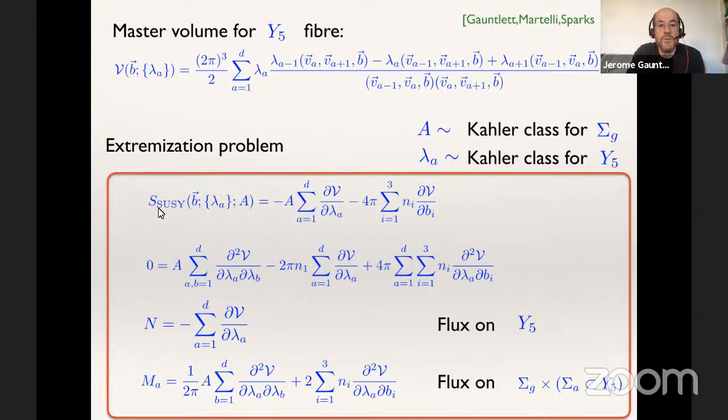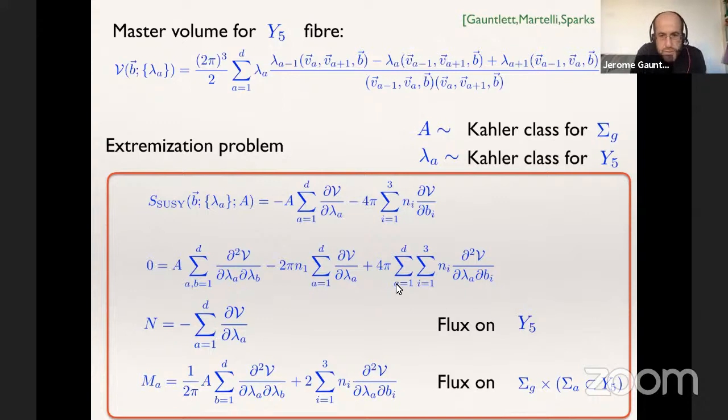So the supersymmetric action, it turns out, can be recast in just taking derivatives of this master volume with respect to the lambdas, with respect to the b's, and doing some sums. And this supersymmetric action, you should view at this stage as a function of b, the choice of R-symmetry vector, and some lambdas and a's. The constraint equation can also be roughly written in the same way, and the flux quantizations can also be written in the same way, all in terms of this master volume V.